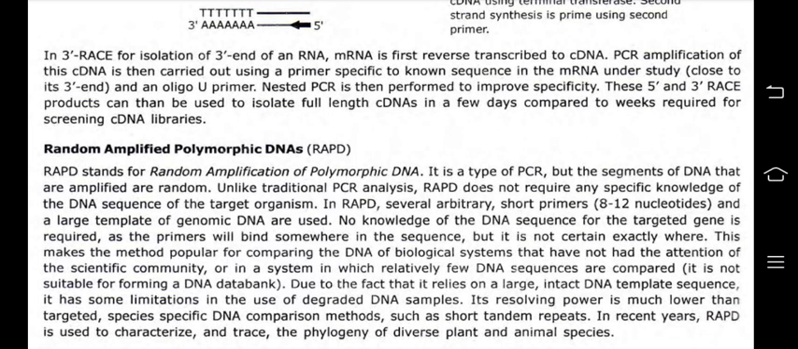Then random amplified polymorphic DNAs, RAPD.